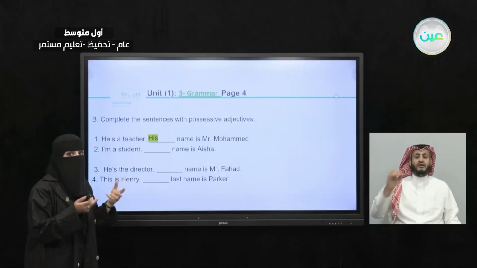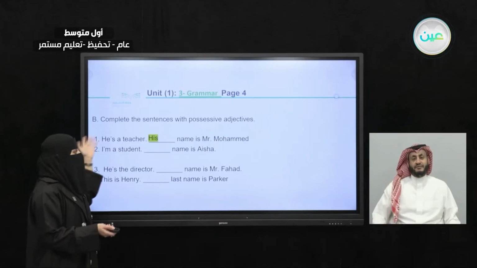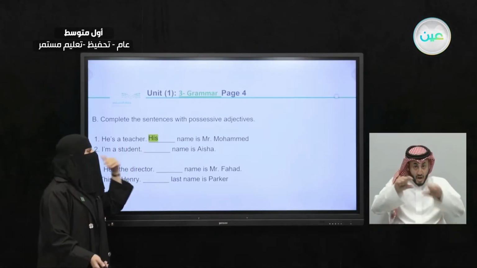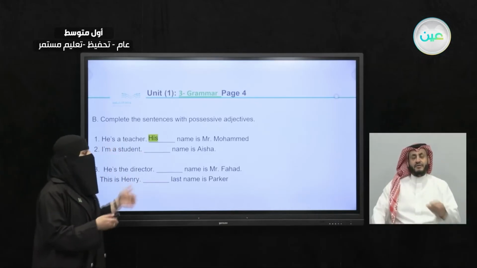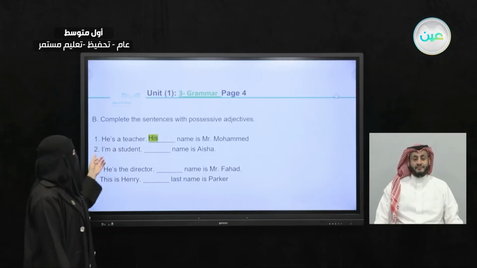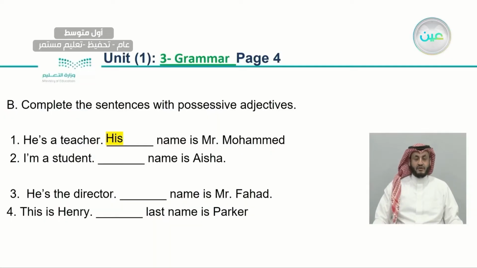Usually, guys, you need to try to look at the sentence that comes before or after the space to figure out which is the answer. Those sentences will give you more information, okay? Number 2, I am a student. So if I would talk about myself, I would say I am a student. Which possessive adjective would I use in the next sentence? Try to think. Yes, perfect. My name is Aisha. Perfect, good job.